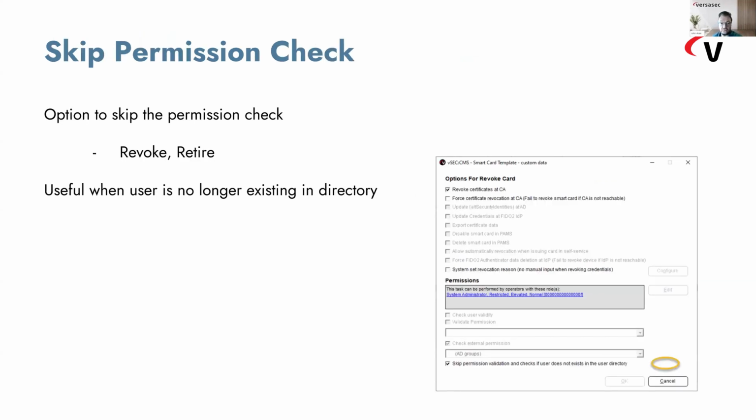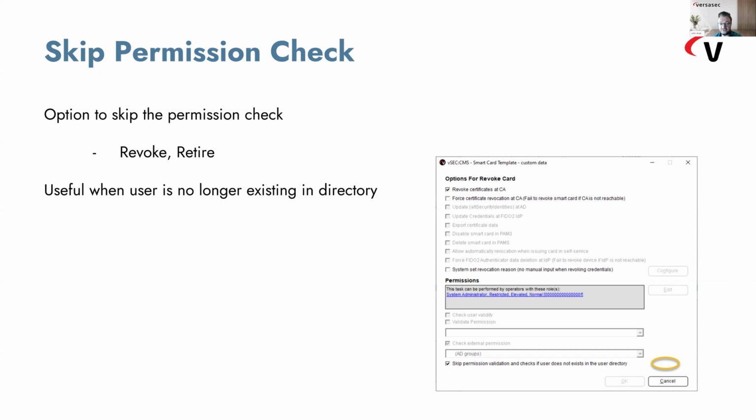KIP permission check. In order to explain a little bit about this one, I'll have to explain what is existing in CMS in terms of checking permissions. For example, if you want the operators to issue smart cards to the users in a specific department or office or group, you could limit the issuance permissions by checking the AD group membership permission. So as an example, if the operator and user belong to the same group in AD, that operator will be allowed to issue a credential to that user.